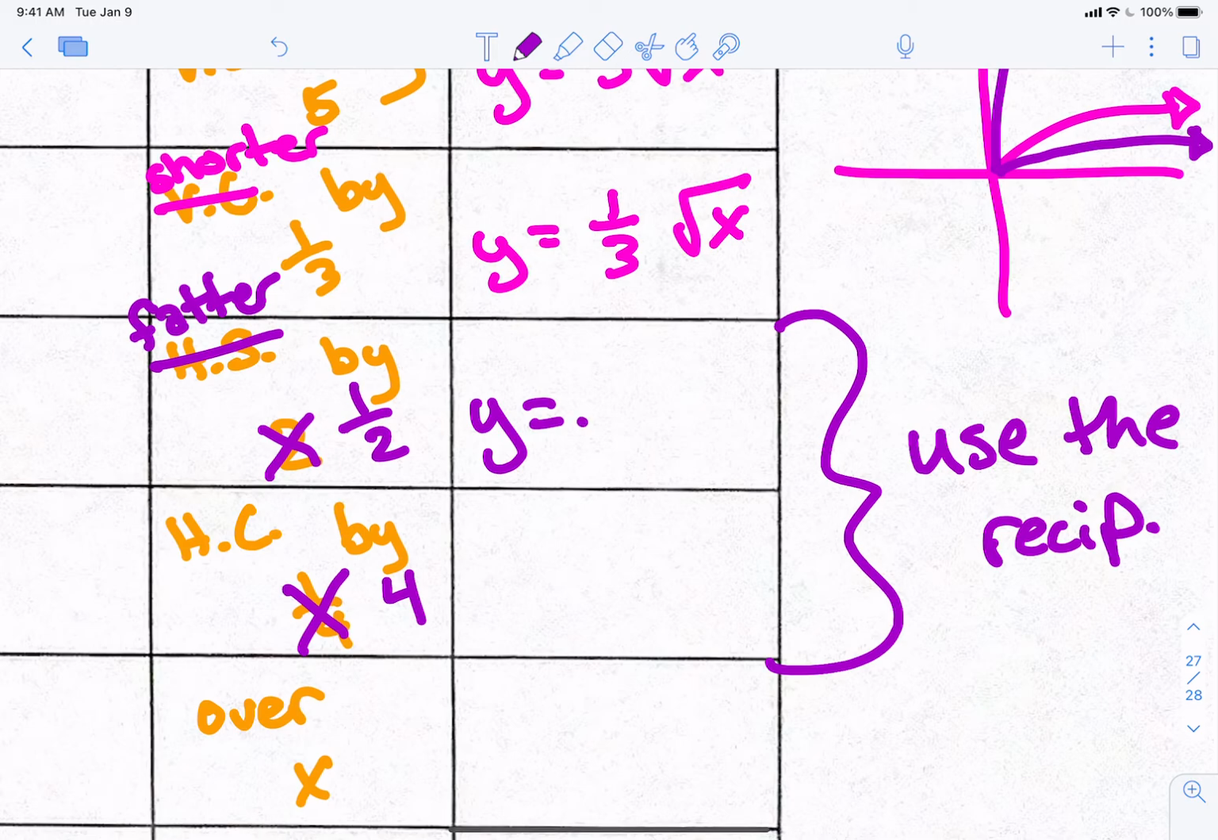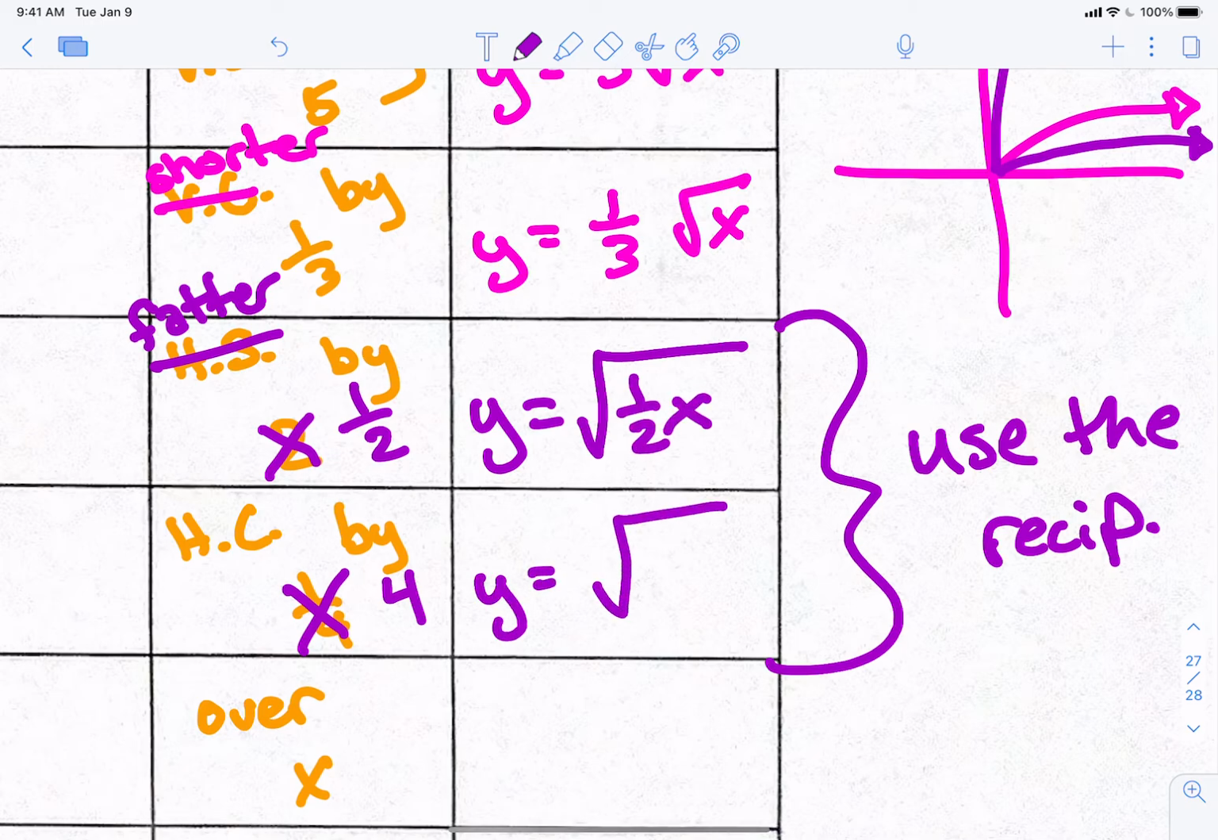Inside the square root. So it looks like square root of what? 1/2 x. That's how he works, right? Y equals the square root of 4x. A horizontal compression is making him, like, what's this guy doing? What does it mean to horizontally compress something?